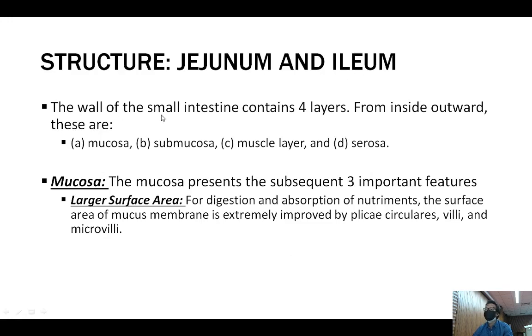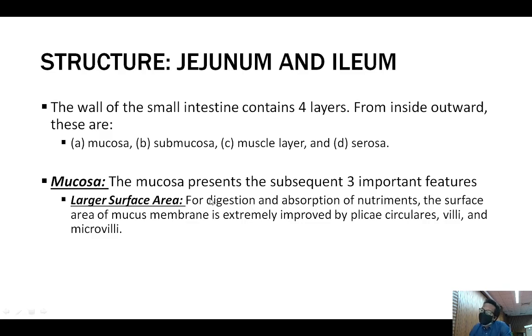The wall of the small intestine contains 4 layers. This is mainly something histological. From inside to outside, we have the mucosa, submucosa, muscle layer, and serosa. Now let's see some of the characteristics. The mucosa presents 3 important features, the first being a large surface area for digestion and absorption.